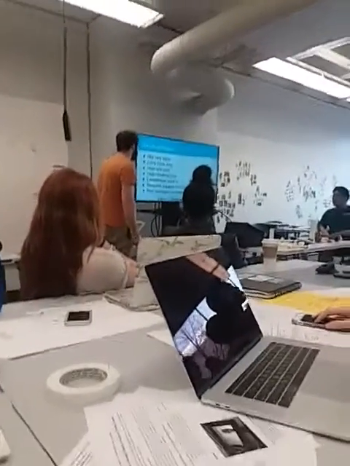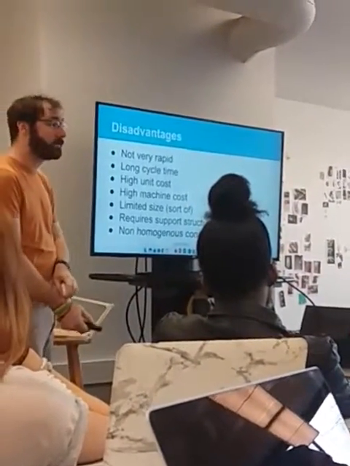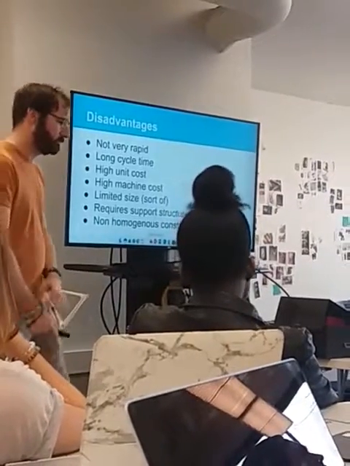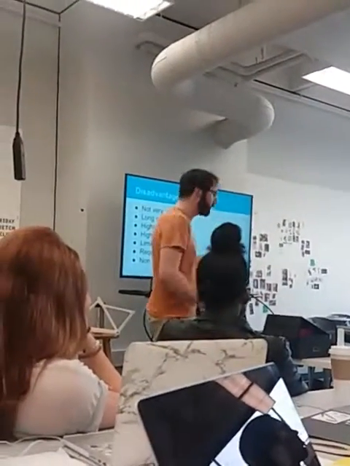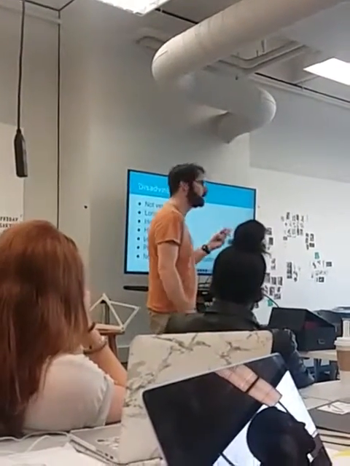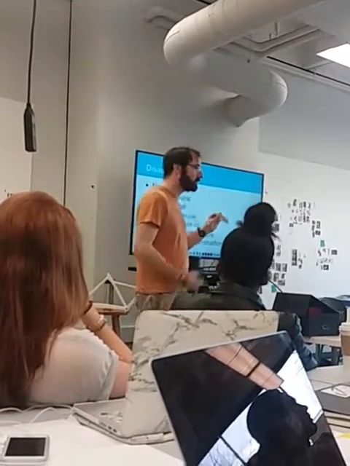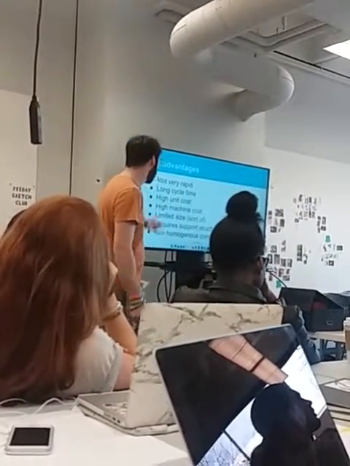So disadvantages, it's not really rapid. Most of these machines take quite a while to print. It also matters which machine. For instance, this Tech Tower print off my printer is about a 4 or 5 hour print. So not exactly the most rapid method of making things. It has what's considered a long cycle time.